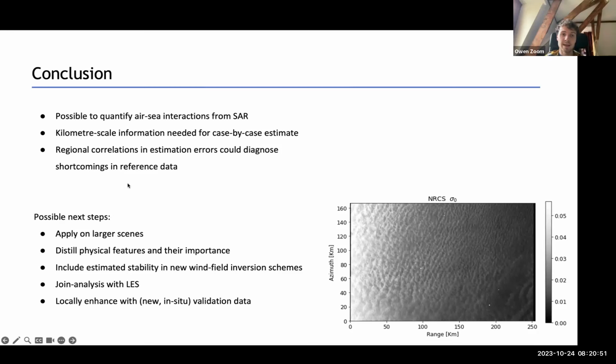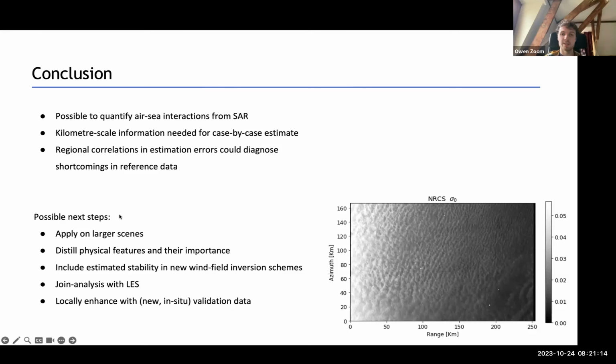And lastly, in the errors of our estimates compared to our reference data, we see regional correlations, which could be indicative and be used to diagnose shortcomings in our reference data, assuming that our estimates based on these real measurements are correct.